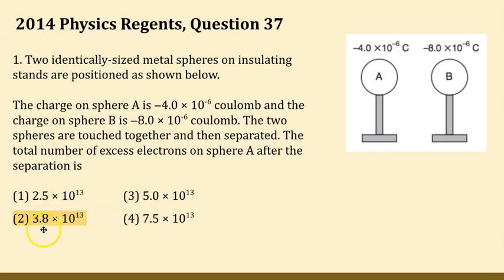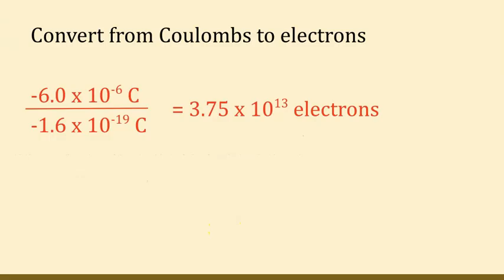So you might not always have to do this second step where you convert for all of these types of problems, but anytime they say that the spheres are touched together and then separated, you're just taking the average of the two numbers, and that's how you're going to get your answer. Depending on whether they're asking you for coulombs or elementary charges, you may or may not have to do this extra step where you divide by negative 1.6 times 10 to the negative 19.